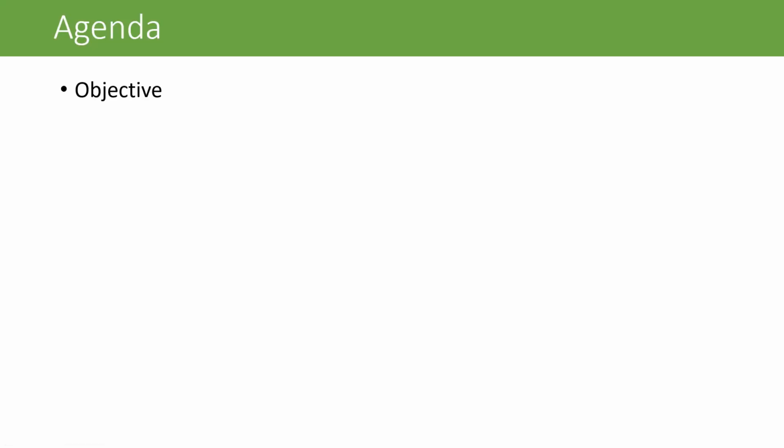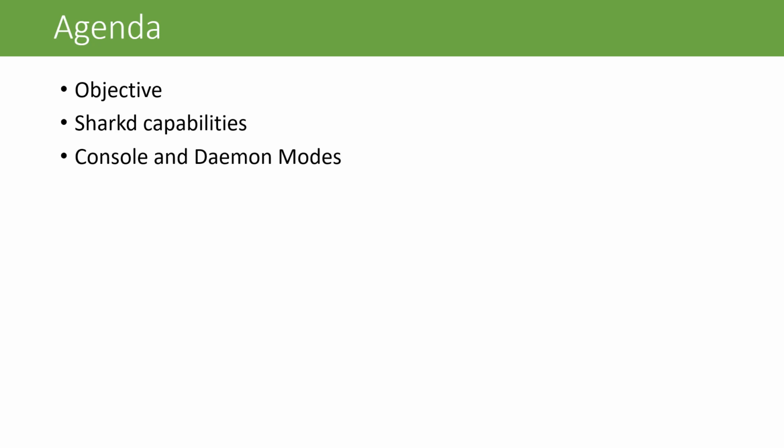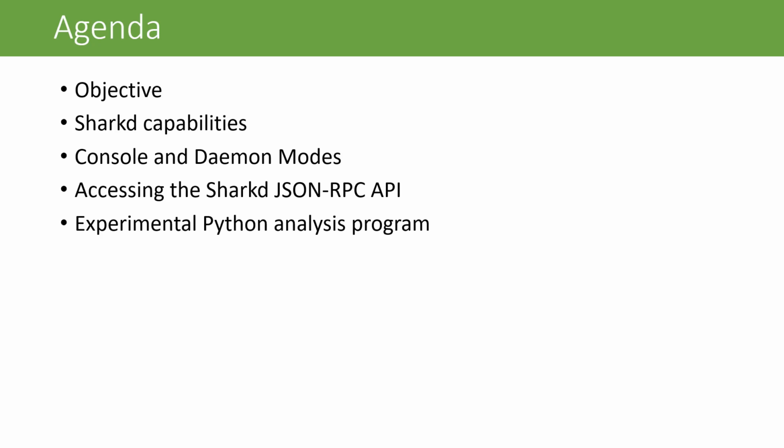Okay, so the agenda today: we're going to look at the objectives. Why would we want to do this? We'll look at the capabilities of SharkD. SharkD runs in one of two modes, console mode and daemon mode, and I'll explain those. We can access SharkD using JSON style API calls, and we'll take a look at those. Then I'll show you an experimental Python program that I've been playing with. We'll look at the installation of SharkD, because as I said, it's not actually part of the binary package that's shipped. And then we'll look at some documentation.